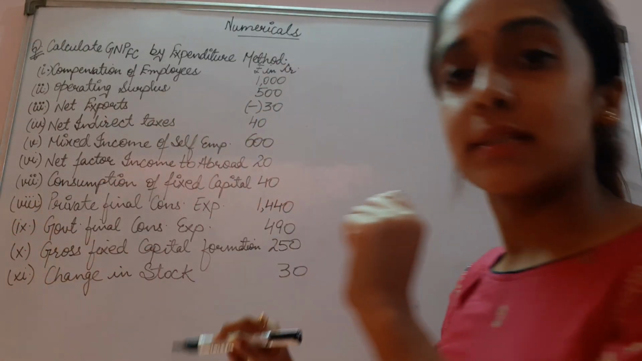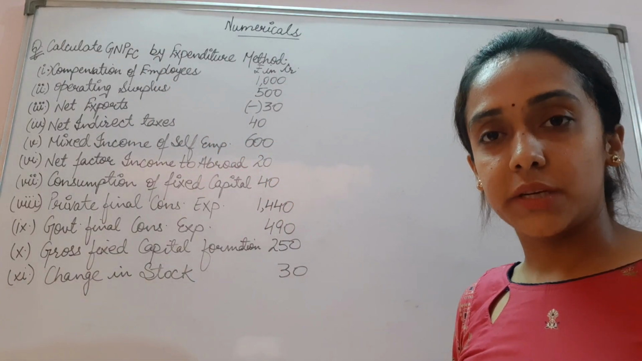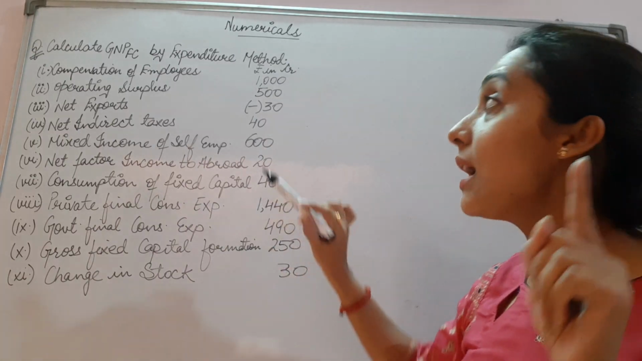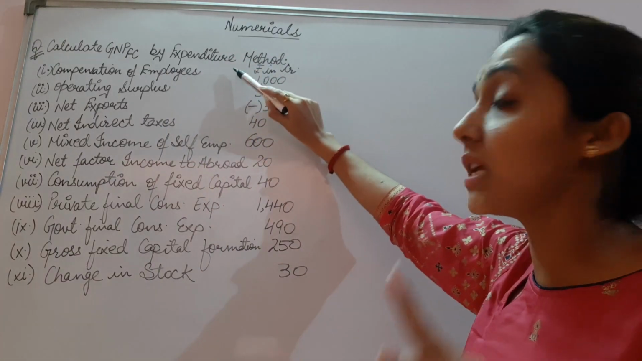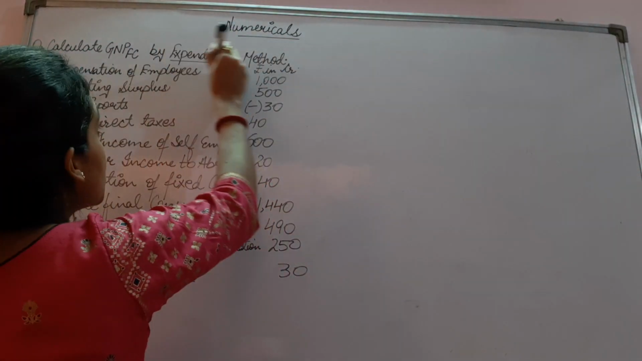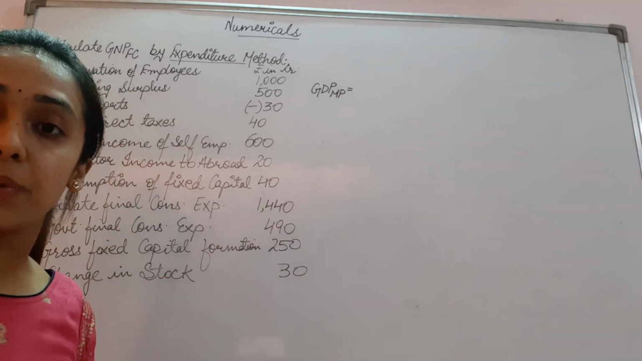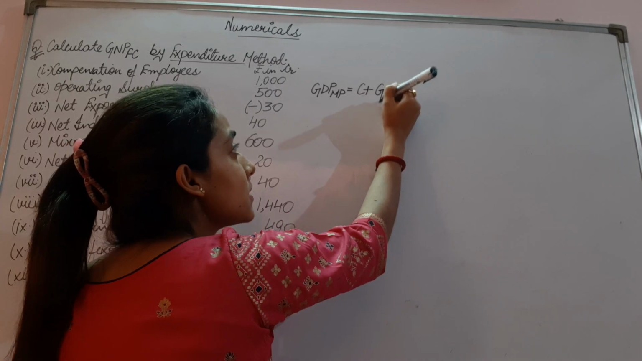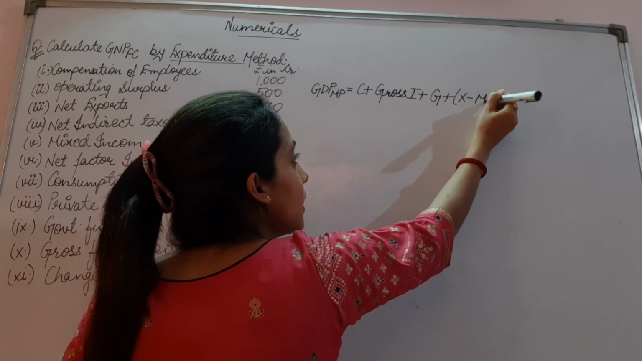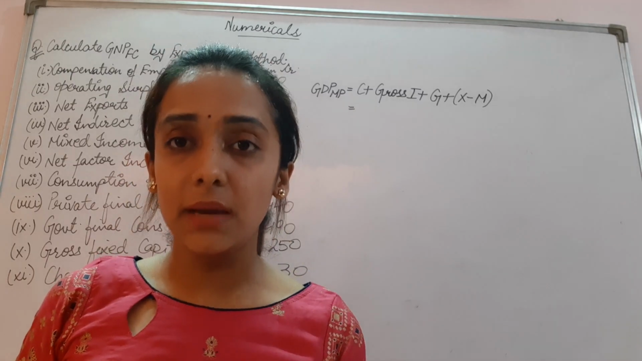One more question is to calculate GNP at FC by the expenditure method. Here we are given the particulars of the income method also, but in the question we are asked to calculate GNP at FC by the expenditure method only. By the expenditure method, what do we calculate? GDP at MP. It will be C plus gross I plus G plus X minus M.